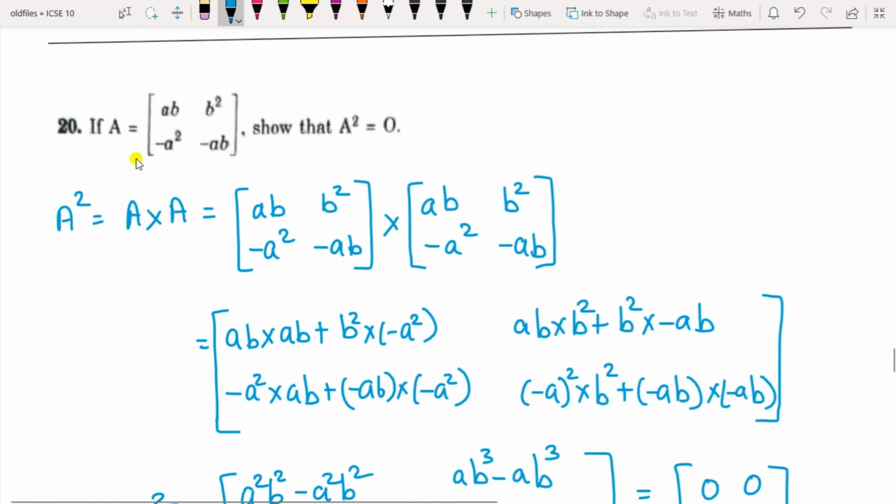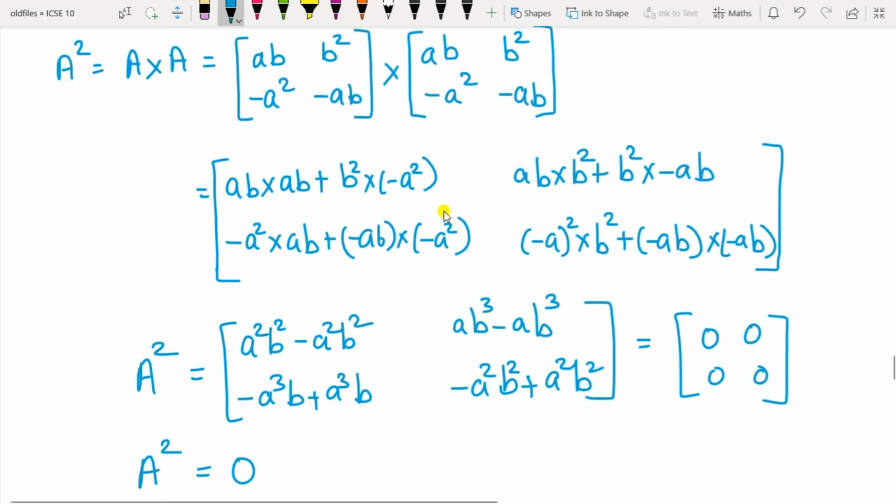The next question here is: A is AB, B square minus A square minus AB. Show that A square equal to 0, that is null matrix, 0 matrix. Okay, so A square means A into A. So write 2 times the matrix of A. Now do the process of multiplication, and here you get the value as 0 0 0 0. So A square equal to 0, hence proved.